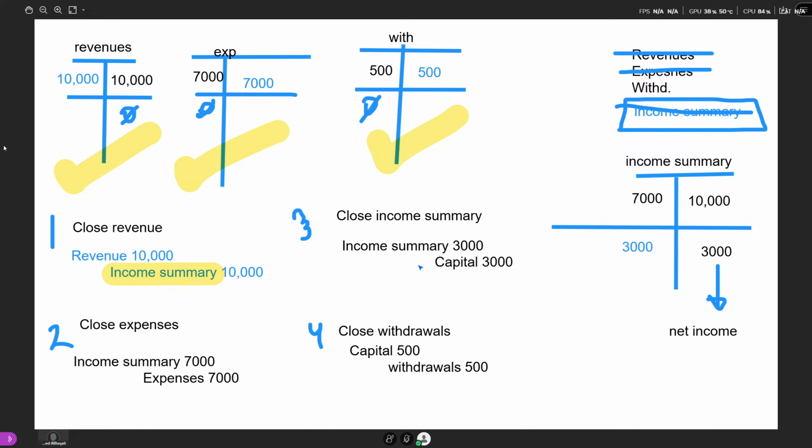Now, these entries are always going to be fixed, except for this income summary based on the situation. Whether it is a loss, it's going to be the opposite. Capital is going to be debit, income summary is going to be credit. Now, is it clear so far?